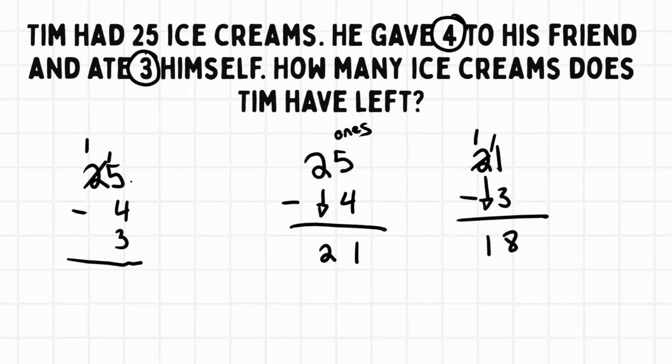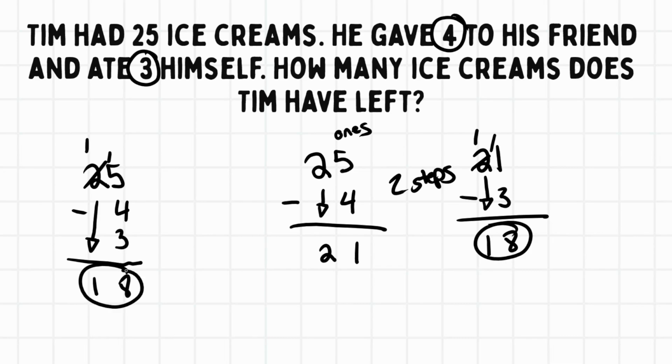become a 15. 15 minus 4 is 11, minus 3 is 8, and this 1 would have carried all the way down. And as you can see, doing it in 2 steps, or 1, gives us the same answer of 18 ice creams.